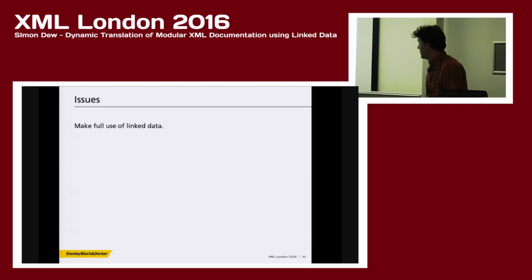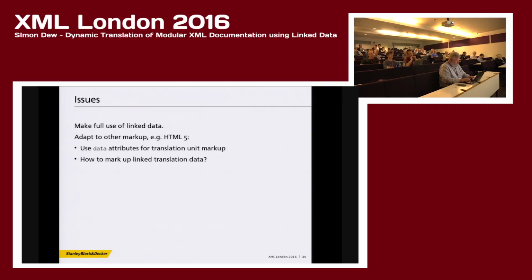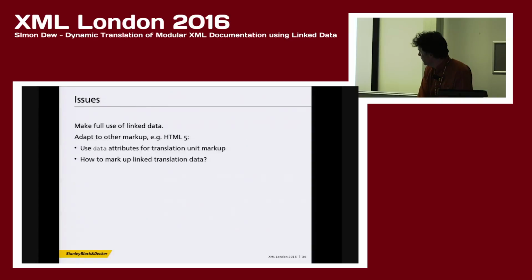And yeah, we were hoping to use linked data in our documents, not just to do with translations, all kinds of other things. I had big plans for linking it together with the products database in-house, that kind of thing. The whole system was designed for DocBook and SVG as we use in-house, but it should be possible to adapt it for other systems, maybe HTML5. You could easily mark up translatable elements with data attributes, but we haven't investigated how you'd mark up the linked translation data in HTML5.